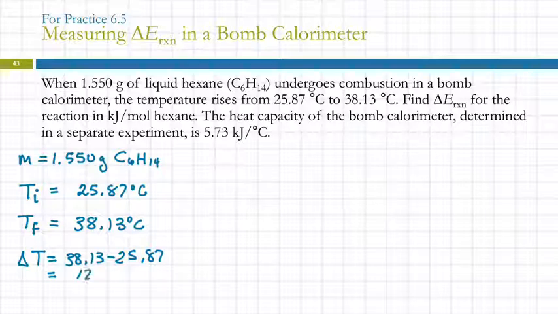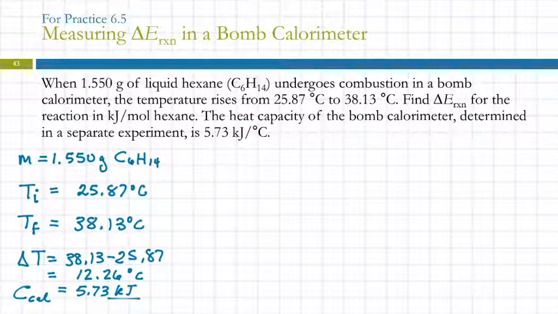12.26 degrees Celsius. And then we also have that the C-cal is equal to 5.73 kilojoules per degree Celsius. So we've got hexane burning. It releases heat, energy, that's absorbed by the water in the calorimeter. The temperature of the calorimeter goes up, we can measure that.